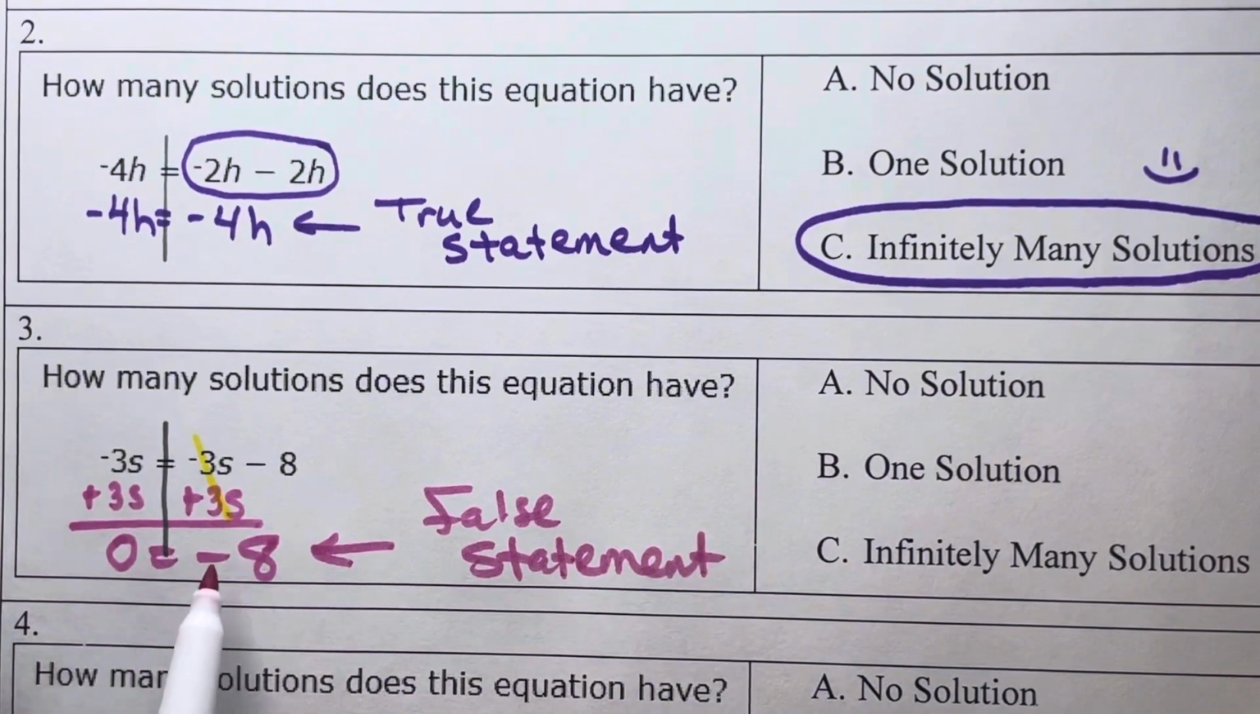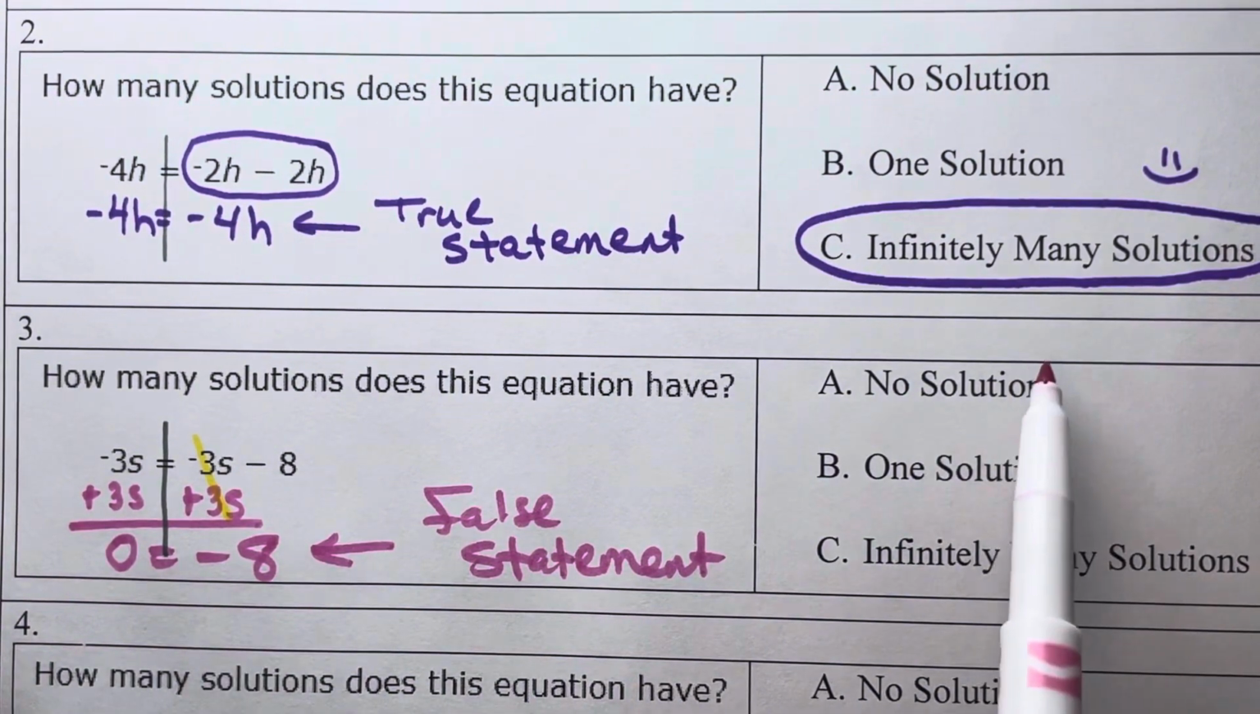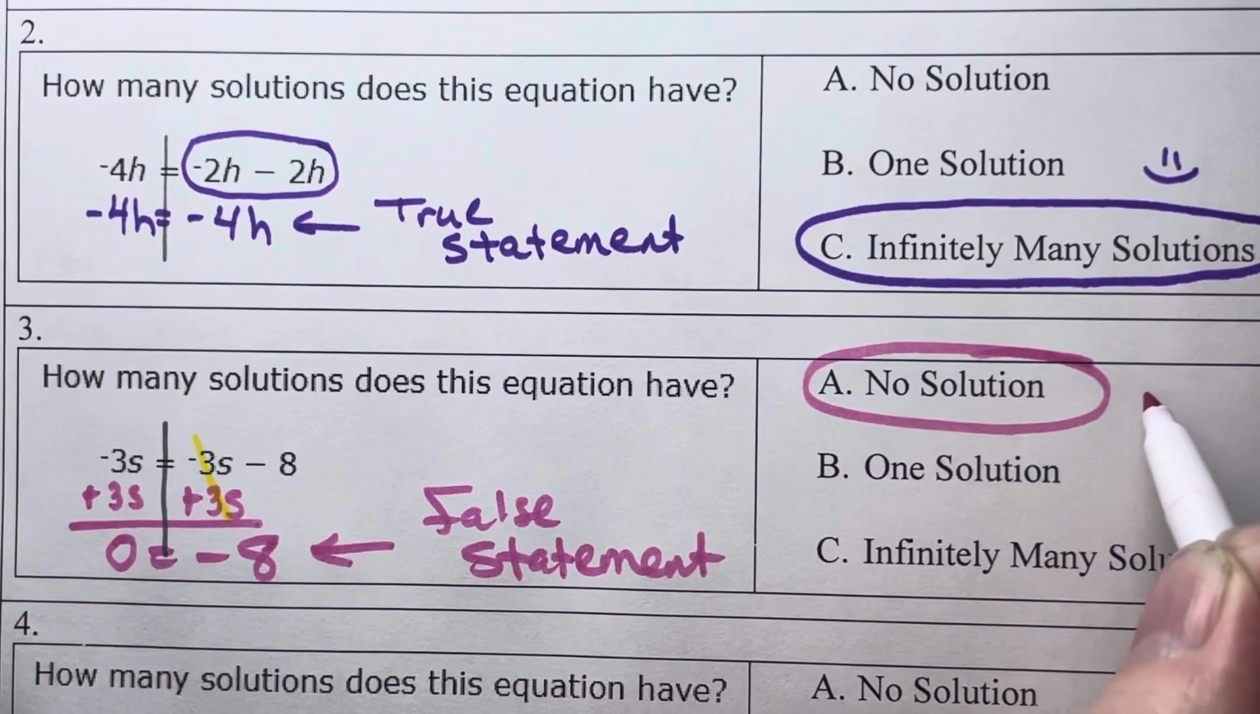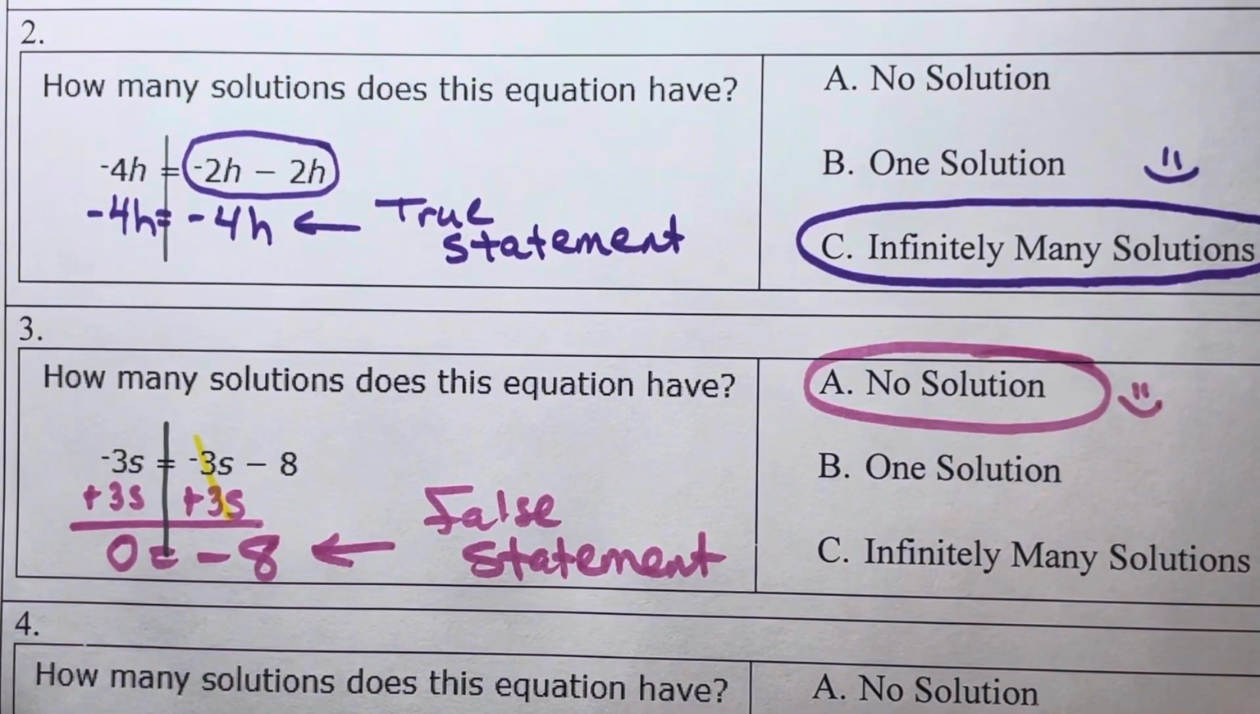So this is where we said all of the variables are gone, but the numbers do not match. Therefore, our false statement tells us that this particular equation has no solution. And there you go.